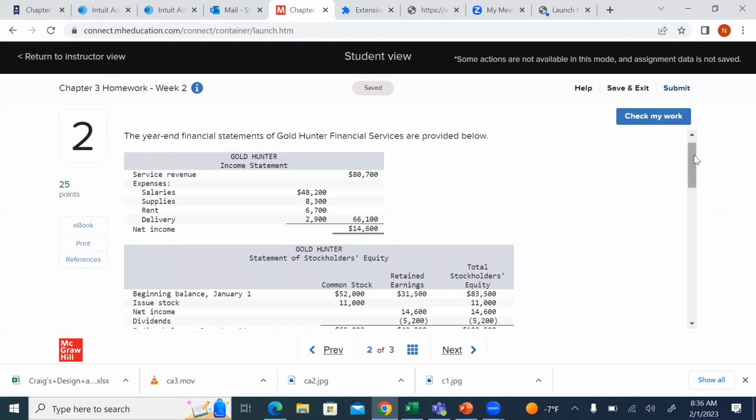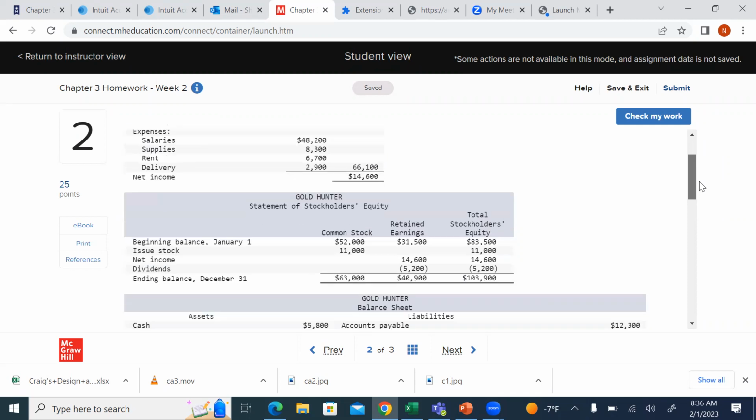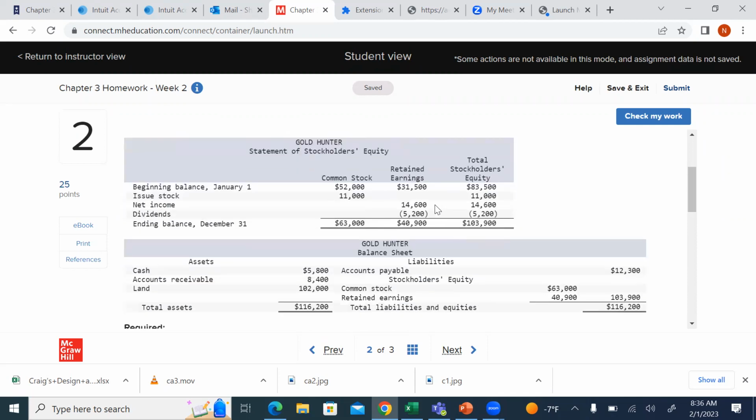What are we going to do here? Which of these accounts are what we call temporary accounts that we're going to zero out? Expenses, revenues, and dividends. So those are the accounts we are going to close out. Do you guys see right now that retained earnings on our statement of stockholders' equity is sitting at $40,900? By closing out those accounts, it all flows into retained earnings. So we can start again.